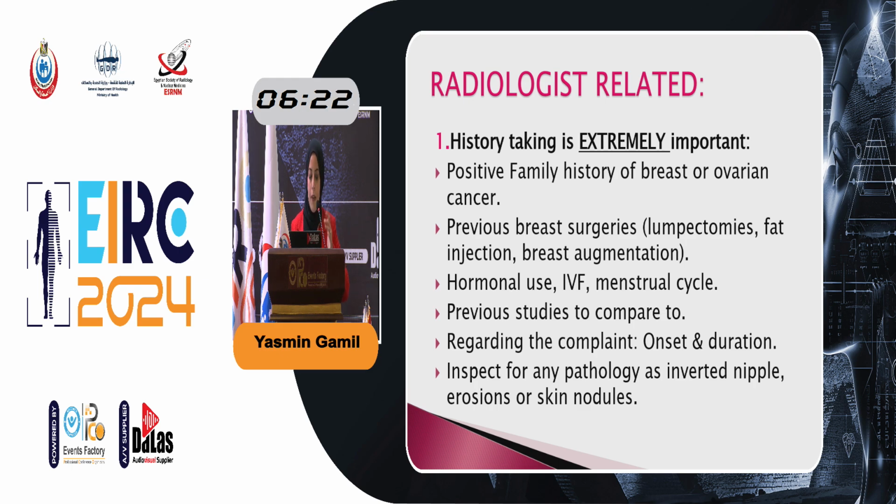Hormonal use or IVF, her menstrual cycle, either it is irregular or regular. Previous studies to compare to, as it might solve the clue if you have an asymmetry in her mammography. If she has earlier or previous studies to be compared to, you might put her on BI-RADS 2 if they are stationary, or you might put her on BI-RADS 3 for follow-up if they are not stationary or there are no previous studies to compare to. Regarding her complaint, her onset and duration, inspect for any pathology as erosions or inverted nipple or skin nodules.